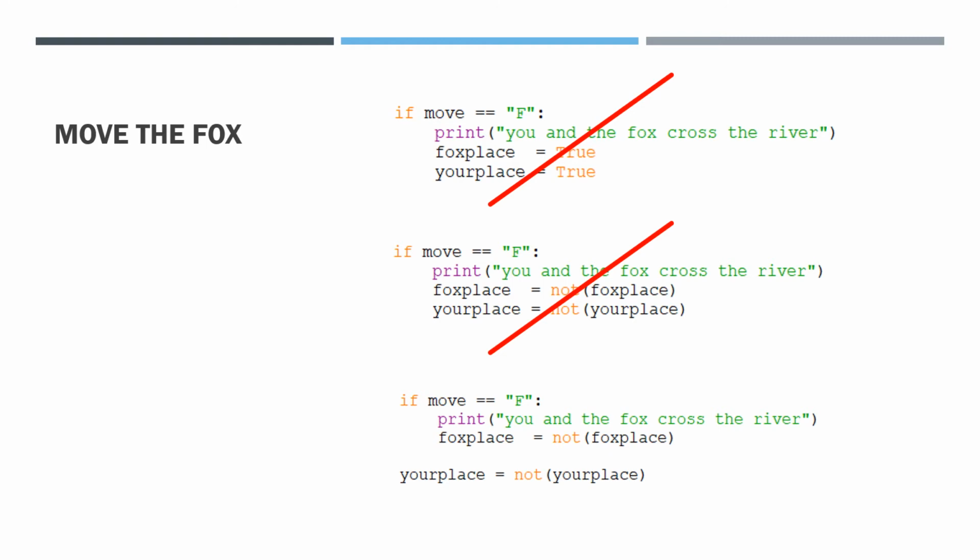I'm going to move across the river whether I take the fox with me or not. Sometimes I'll want to cross the river without bringing anything with me. So I've moved the change of my position outside of the if structure. So each go of the game, my place will change to the opposite side of the river, whatever I choose, whether I take the fox with me or not. So actually, I'm happy with that code now.